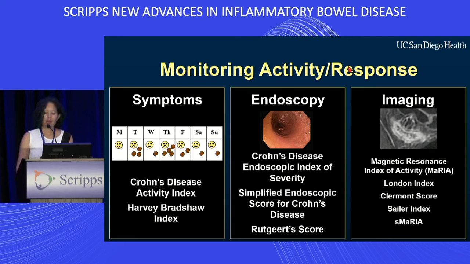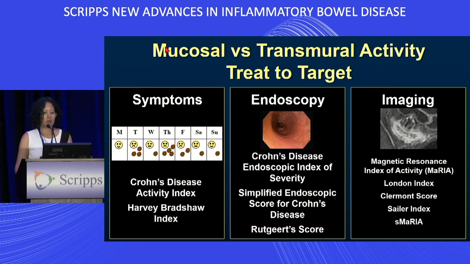But response is something that's been more on the forefront recently with regards to research. So now we're looking more towards how we can use imaging to quantify transmural activity. Once again, that's an additive value to whatever you see on endoscopy, with the goal, per our STRIDE 2 recommendations, of treat to target. Treat to the point that we can start seeing transmural healing, transmural resolution of disease.